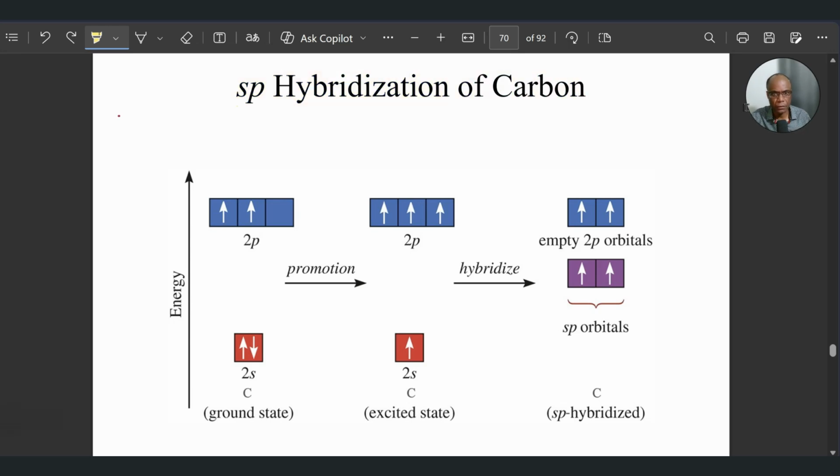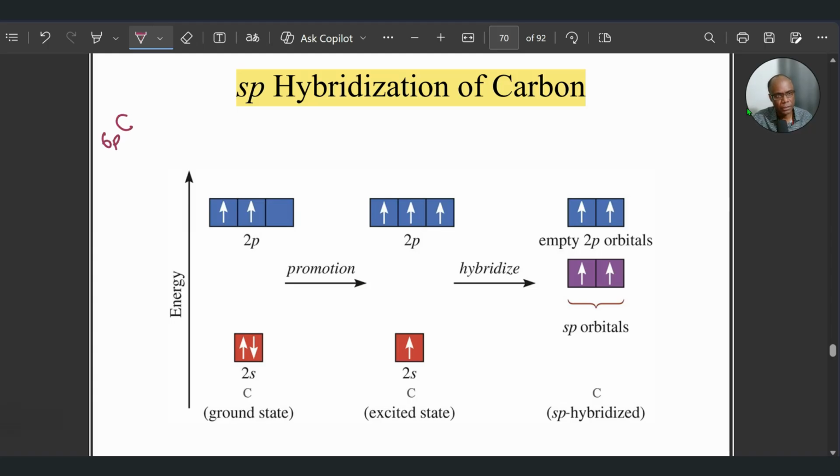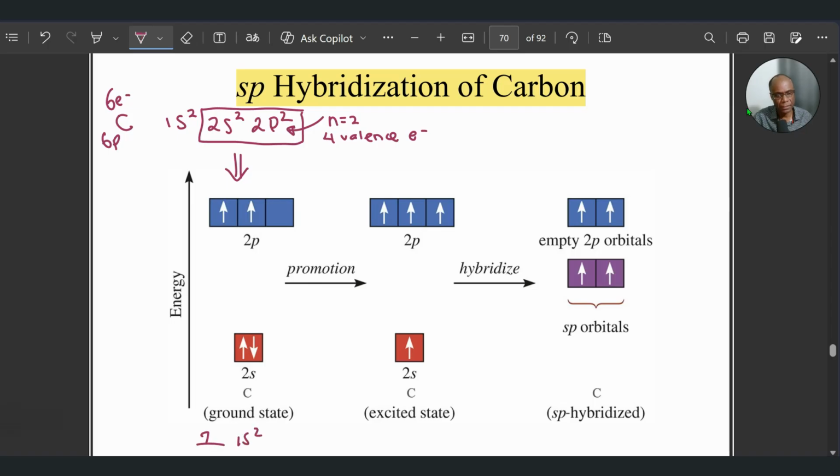sp hybridization of carbon. Now, just to explain how these orbitals are mixing again, carbon has 6 protons. You expect it to have 6 electrons when neutral. Electronic configuration is 1s2, 2s2, 2p2 with 4 valence electrons in the unfilled second shell, n equals 2. So you have 4 valence electrons. Those are the ones used in bonding. So again, we'll just show the valence electrons here, ignoring the 1s2 electrons.